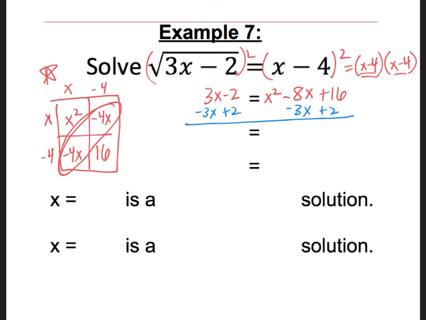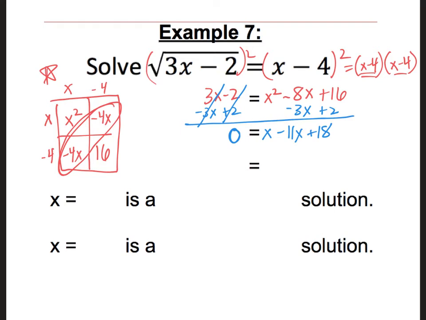And so when I do that, on the left side, 3x minus 3x, those cancel. Negative 2 plus 2, those cancel. And this whole thing equals 0. On the right side, we have x squared, and then negative 8x minus 3x gives me a negative 11x. 16 plus 2 would be 18.